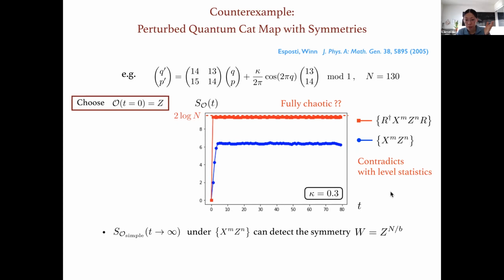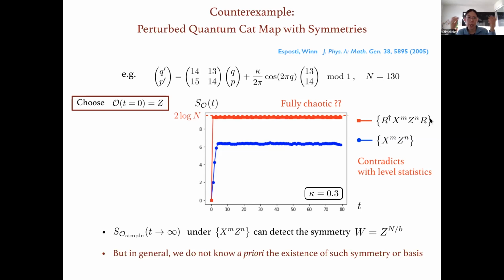But in general, we don't have such luck. In general, we usually just randomly pick a set of bases and measure coefficient entropy. And if we see it's saturating the maximal possible value, we will say, oh, it's very likely fully chaotic, but it's actually not. So this is the example where coefficient entropy for a generic choice of basis fails. It falsely tells you the system is fully chaotic, but actually it's not.